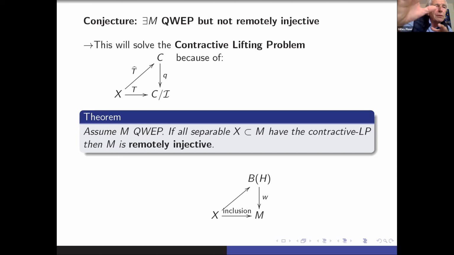So it seems that this lifting problem will force some approximation property. That's my hope, but I could be wrong, because I have already spent a lot of time on it. So my hope is that this will force an approximation property, and then we can derive a counterexample to this contractive lifting problem.